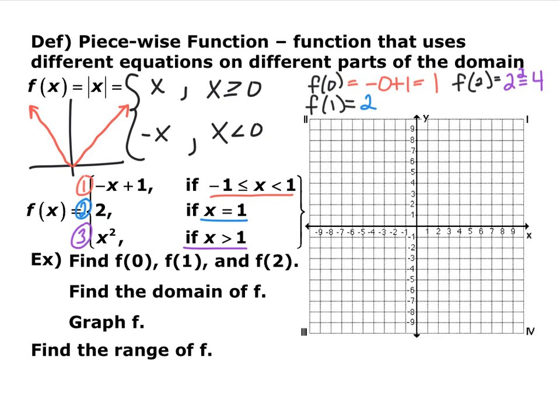And the last part, f of 2, you've got to find the part of the function where x equals 2 exists. This is where x's are greater than 1, so this is where the x coordinate 2 exists. So plug it in here, 2 squared, f of 2 is 4. So those 3 points. The next part, we want to find the domain of f.